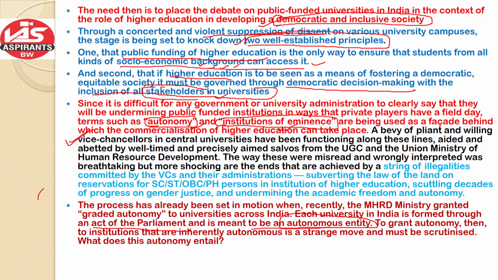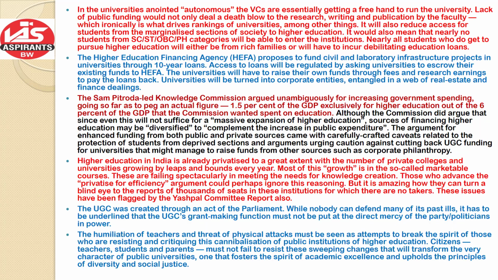So the author says that this move to grant autonomy, and recently the Ministry of HRD also granted graded autonomy to universities across India, is a strange move and it must be scrutinized, to see what this autonomy entails. The author says there is nothing called autonomous because the vice chancellors of universities are getting a free hand to run the universities. And if there is a lack of public funding, then it will deal a death blow to research, to the writing and publication by the faculty.